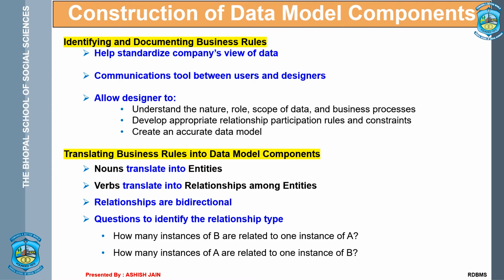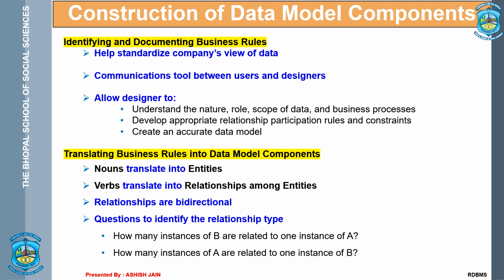Then we have verbs. All the verbs are translated into relationships. For example, an employee works in a department. This "works" is a verb. So this "works" becomes a part of the relationship. A student enrolls for a course. This "enrolls" is a verb in the specification of business rules. We will convert this into a relationship.